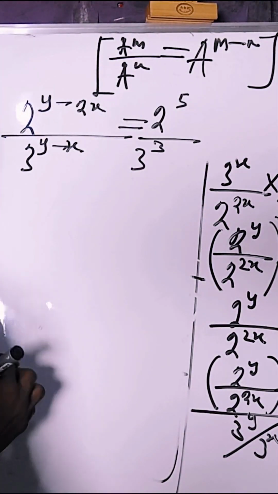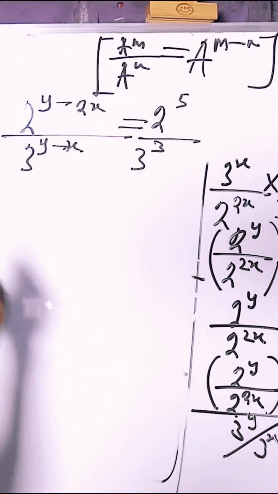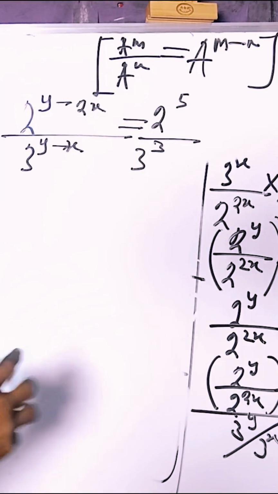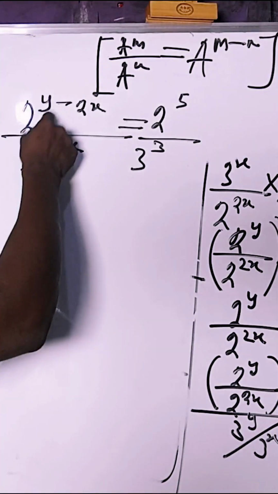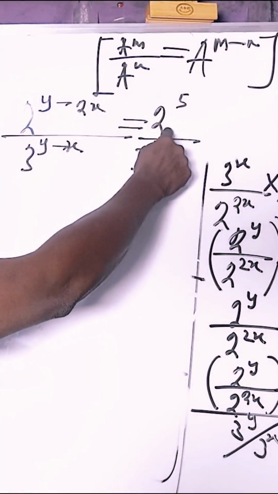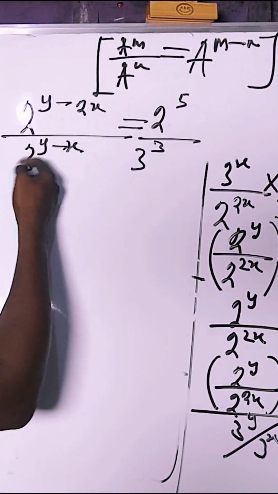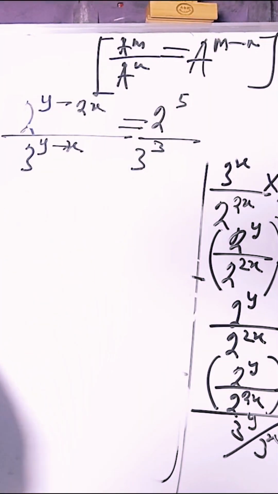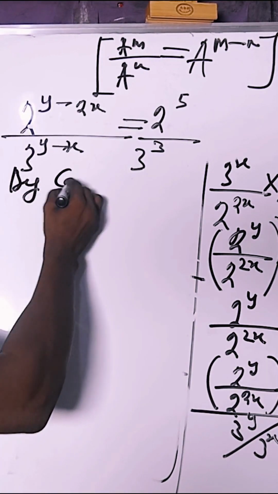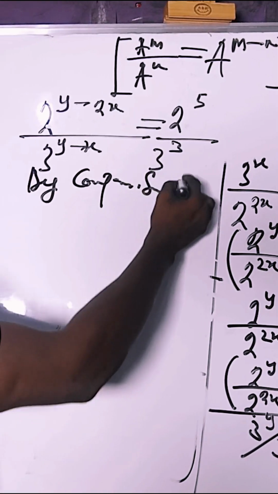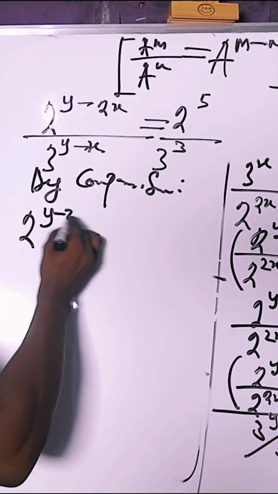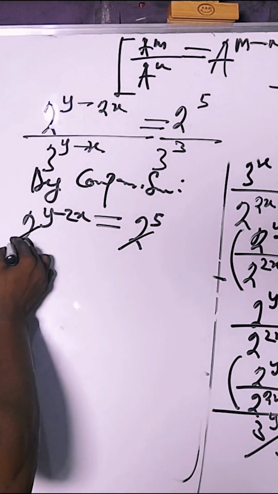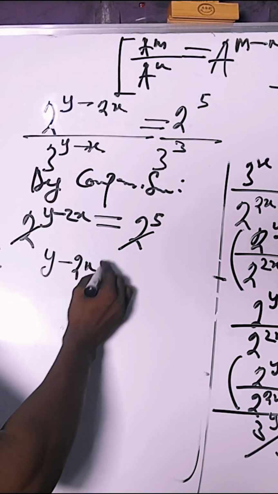Now, by the time you look at the equation thoroughly, you discover that both at the left hand side and at the right hand side there exist similar terms. For instance, you have 2 raised to y minus 2x equals 2 raised to 5. The bases are the same. Likewise, you have 3 raised to y minus x equals 3 raised to 3. So the bases are equally the same. So we say by comparison, 2 raised to y minus 2x must be equal to 2 raised to 5. Therefore, we strike the 2. What is left is y minus 2x, and that is equal to 5.